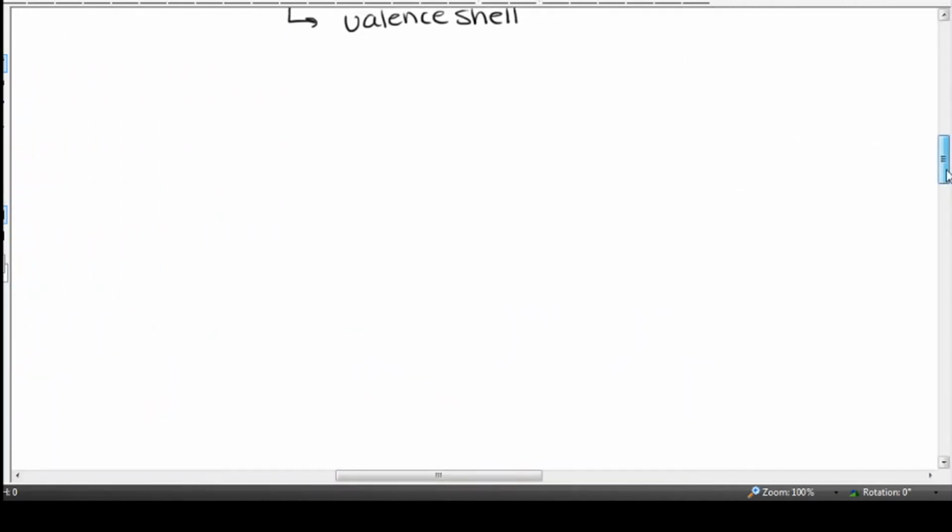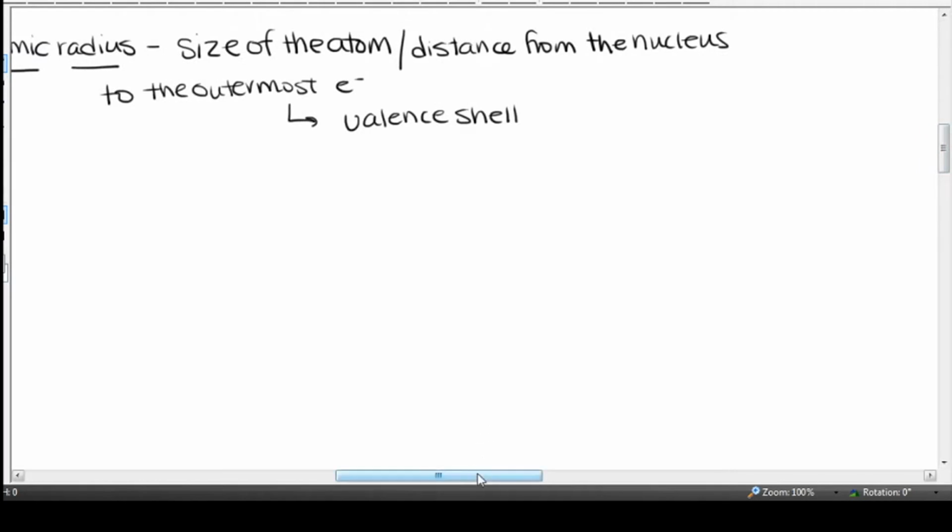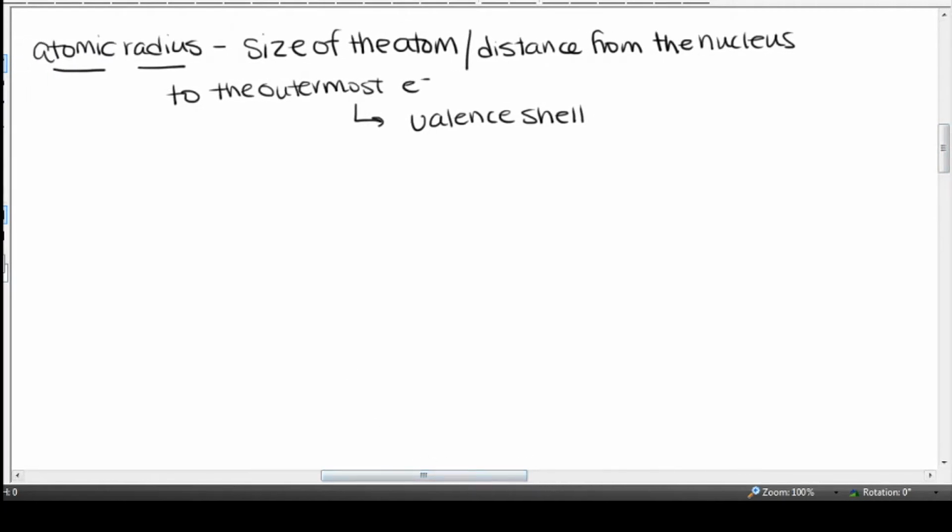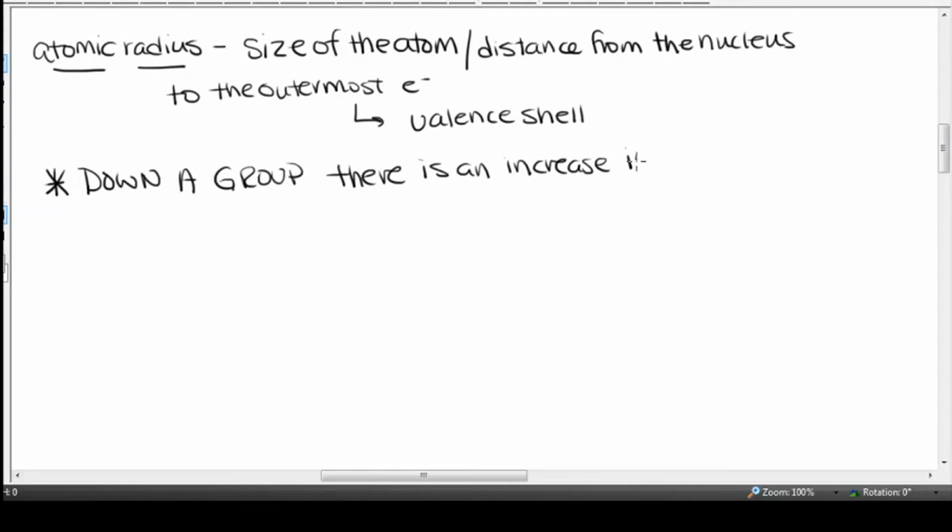Go ahead and pause wherever you need to in order to complete your notes. Okay, as we go down a group on the periodic table, there is an increase in energy levels.